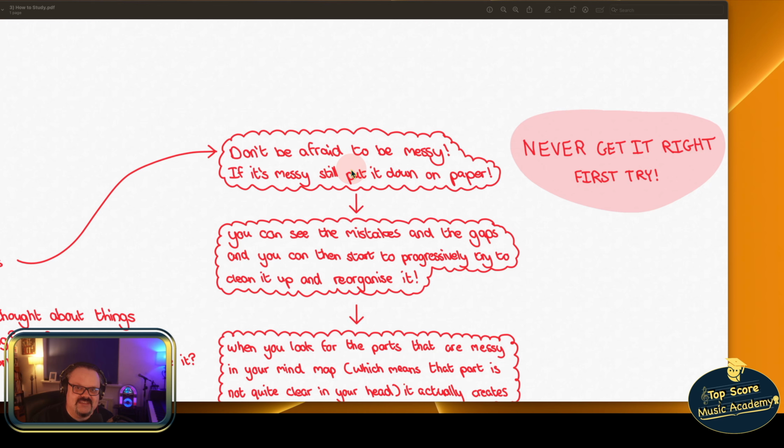You just want it to be as effective as possible and as good as possible before your exam. But you mightn't get every perfect little thing together, and that's okay. That's not what you're aiming for. So don't be afraid to be messy. If it's messy, still put it down on paper. You can see the mistakes if you do that, and you can see the gaps in your information as well, and you can then start to progressively try to clean it up and reorganize it. Okay, so it's only once you've got it written down that you're able to even do that. So don't try to get it looking perfect the first time. It's not going to happen.